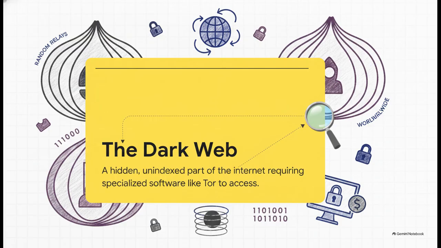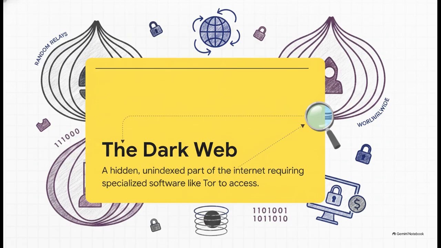The surface web is what you search on Google. The deep web is anything behind a login or a paywall, like your online banking. But the dark web is intentionally hidden. It's almost like a sci-fi villain's lair. It uses technology like Tor, which stands for The Onion Router.